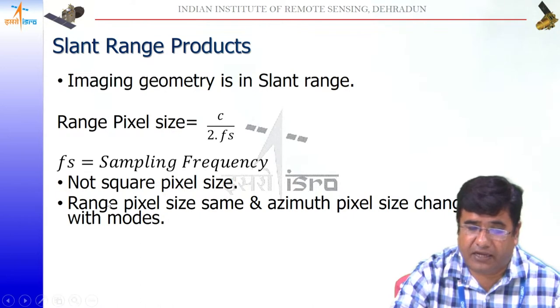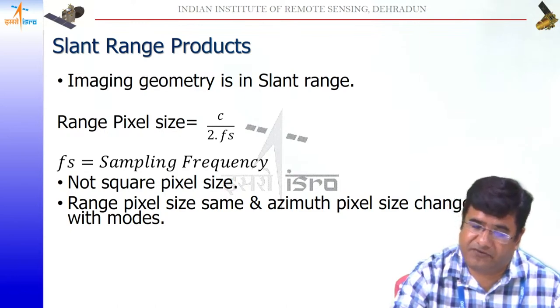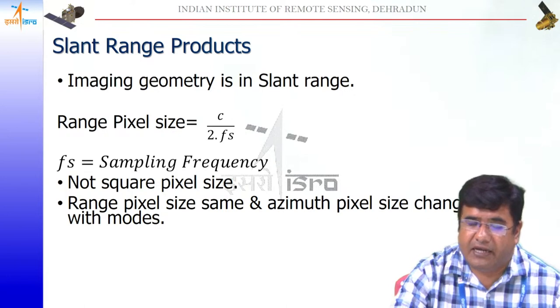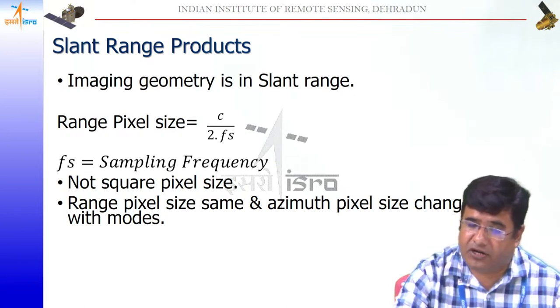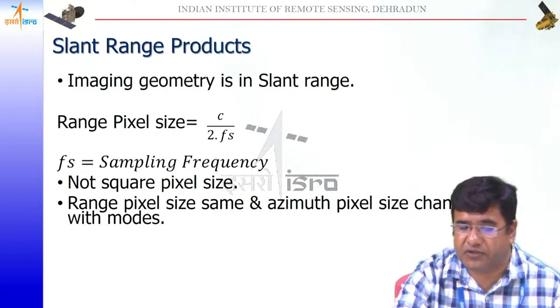Okay, so here in the slant range we don't have a square pixel size. The pixel size in the azimuth is different and in the range it is different. So it is not a square pixel, it is a rectangular pixel. So the geometry in the slant range products is not correct. We have to do some geometrical corrections to correct the geometry of the SAR products so that it can be used in any GIS software.